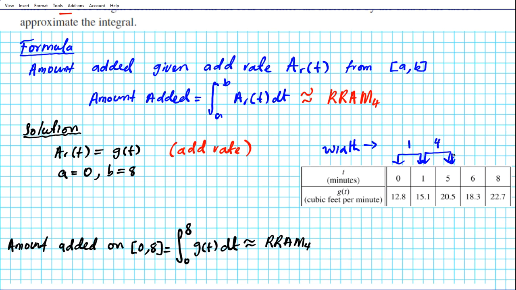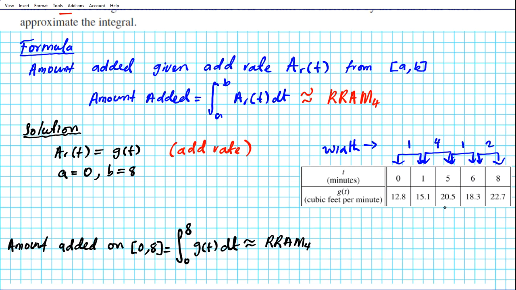The next one goes from 5 to 6. How wide is that? That's a 1 unit wide rectangle. And then the last one goes from 6 to 8. How wide is that? 8 minus 6 is 2. Alright, so we have our 4 widths for the 4 rectangles that we're going to be finding the areas of.